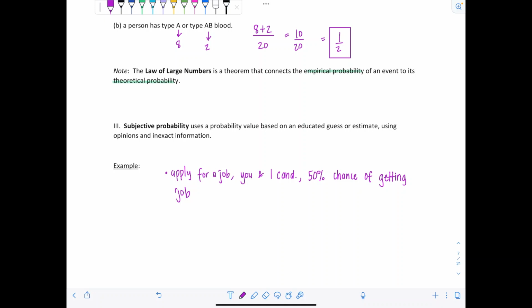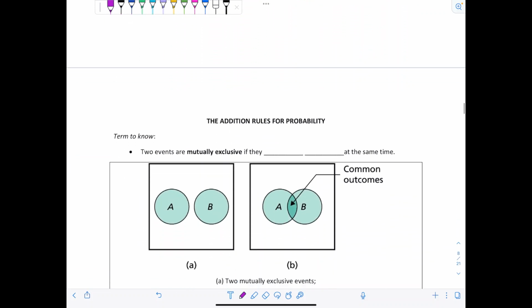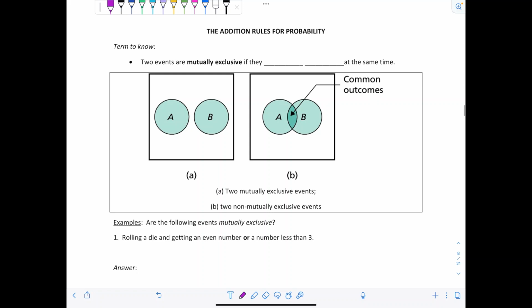So that's totally subjective. That's just you sitting around thinking you're just as qualified as them. What's another one? You studied all weekend for your statistics test and you feel super ready. So you're like, I got a 99% chance of passing. Just silly stuff like that. You'll hear people say things like this all the time. Now that I've alerted you to it, you're going to notice it more. Perhaps it will bother you. Okay, enough about that. Let's move on to the addition rules for probability.